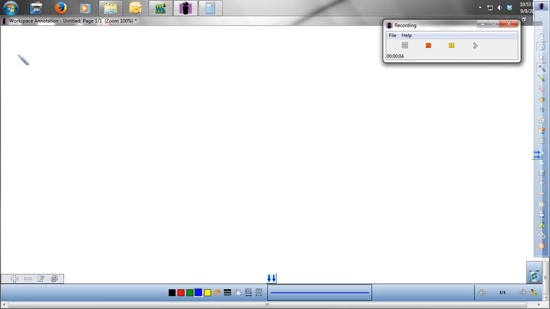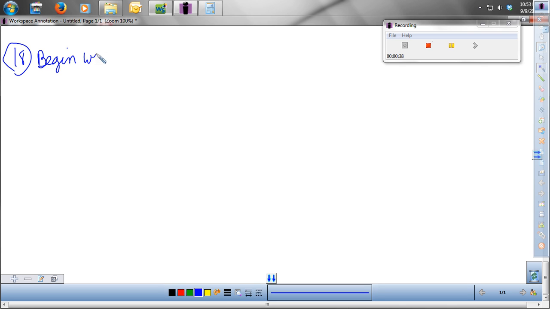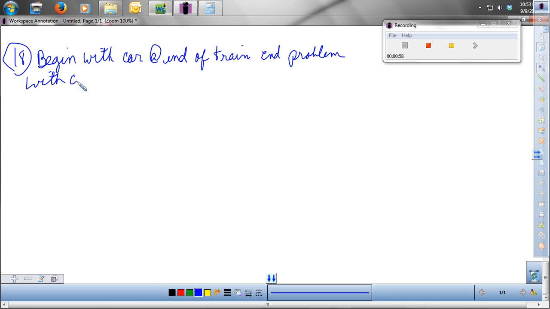So I said, well, I'm going to begin problem 18 with the car at the end of the train. And I want to end the problem with the car back at the front of the train. So I really have two different time segments that I need to deal with. And let's see what we can do.